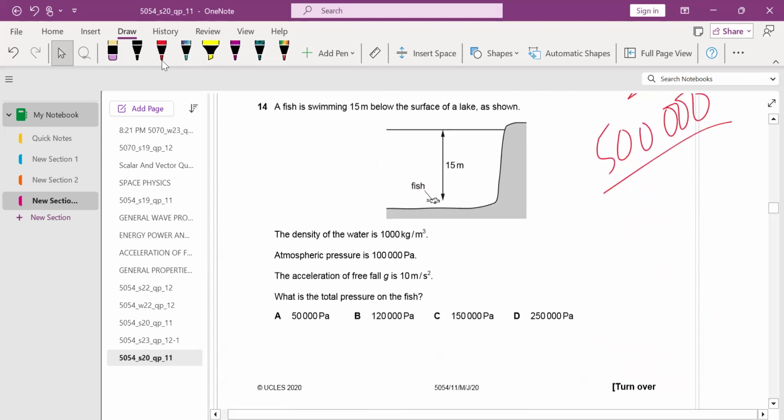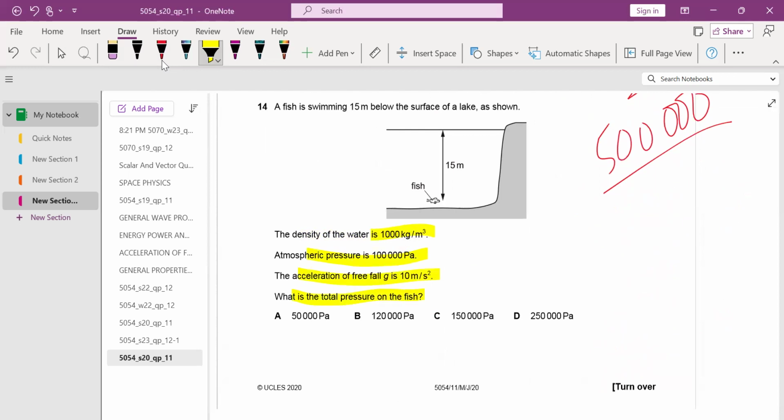Question number 14. A fish is swimming 15 meters below the lake surface shown. The density is given, 1000 kg per meter cube. Atmospheric pressure is given, acceleration of free fall is given, total pressure. So total pressure under the surface of the lake. So it's a pressure in liquids. Calculate the pressure in liquids through pressure equals density into height into gravitational field. Gravitational field is 10, height is 15, and density is 1000.